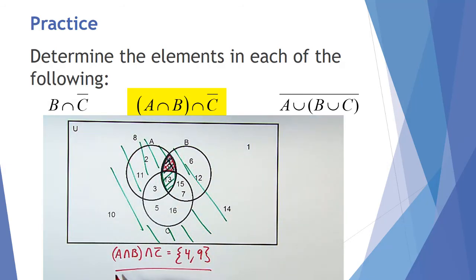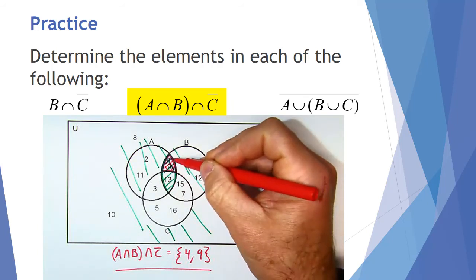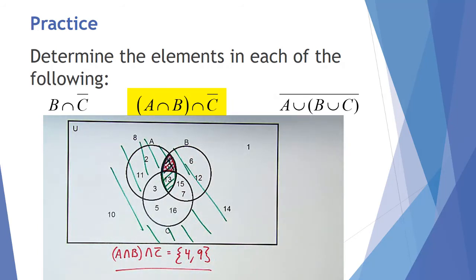And again, more simply, we could say we need to be in A and B and not in C. So we're in A and B, but not in C. 4 and 9 are the only elements that survive.